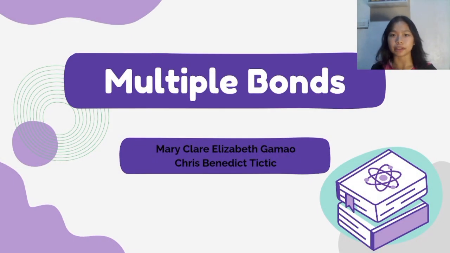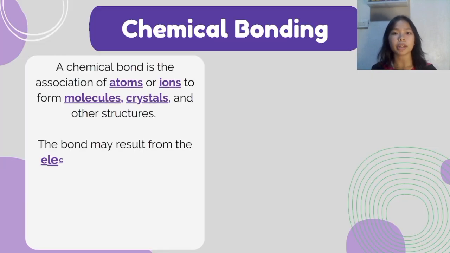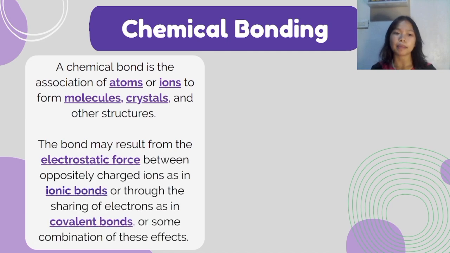My name is Mary Claire Elizabeth Gamao, coming from Group 9, here to present our assigned topic, which is the multiple bonds. But first, what is chemical bonding? A chemical bond is the association of atoms or ions to form molecules, crystals, and other structures. The bond may result from the electrostatic force between oppositely charged ions, as in ionic bonds, or through the sharing of electrons, as in covalent bonds, or some combination of these effects.